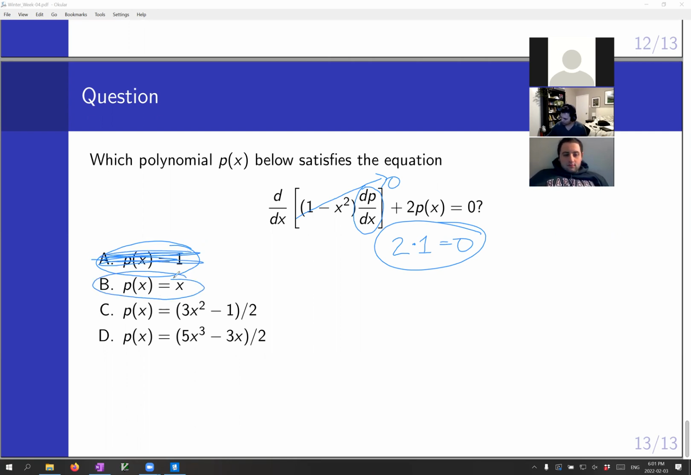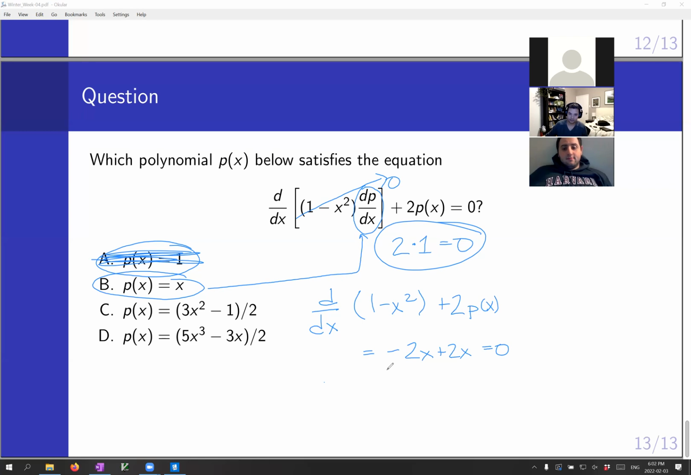Now what you're going to do next is take P of X and plug it in. What's the derivative of P with respect to X? It's just 1. So now this equation becomes d dx of 1 minus x squared, plus 2 times P of X, right? What is that? Negative 2x plus 2x. Voila, that equals 0. These two are not solutions either, and you can check by actually plugging them in.